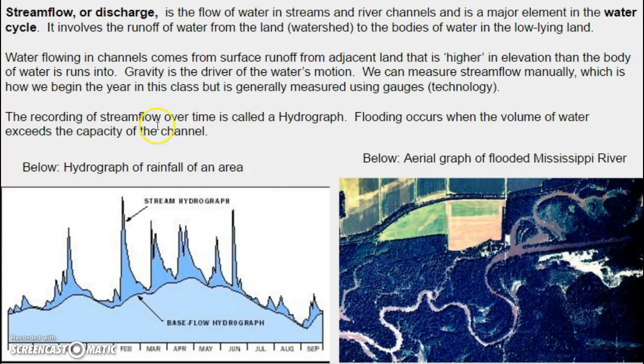Flooding occurs when the volume of water exceeds the capacity of the channel. So below is a hydrograph of rainfall of an area. And where you get this base flow is kind of the average flow here. But when you get these peaks, it implies that there was a rainfall event. When you see these peaks, we're implying that there must have been some type of flood or flood stage where the river itself was too much for the channel. It exceeded the capacity of the channel. So here's a picture of a flooded Mississippi River at some point, and I don't have the year for that. But notice, we can actually view it from this aerial photo.